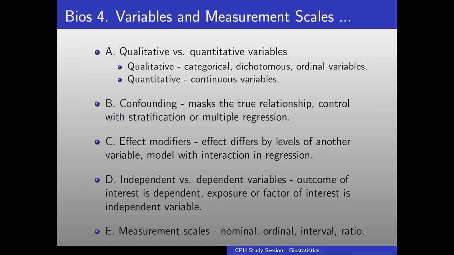Measurement scales. These talk about the level of information or the amount of information in a variable. Going from nominal, ordinal, interval to ratio, there are increasing amounts of information. So there's more information from a variable with a ratio scale as opposed to interval or ordinal. And we'll talk a little bit more about that because that could be somewhat confusing for some of you.